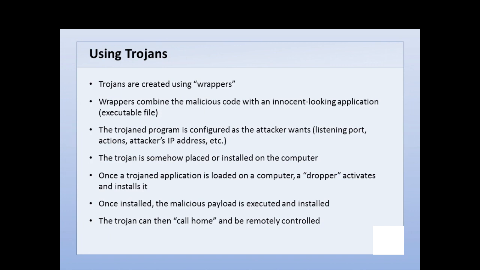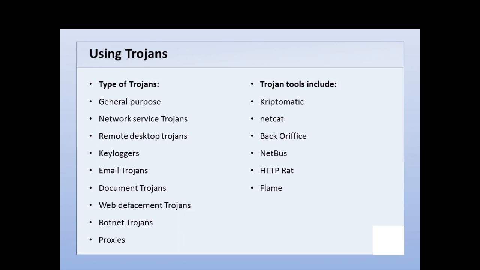Now, there are some general types of Trojans that we see, and this list is by no means conclusive. You could come up with any good reason to have a Trojan and create a Trojan just for that. General purpose Trojans, if you've ever heard of Back Orifice or NetBus, those are two popular general purpose Trojans that we saw a long time ago. They can do a little bit of everything. We saw network service Trojans like FTP Trojans and Telnet Trojans that are basically designed to open up an FTP port and send data through it.